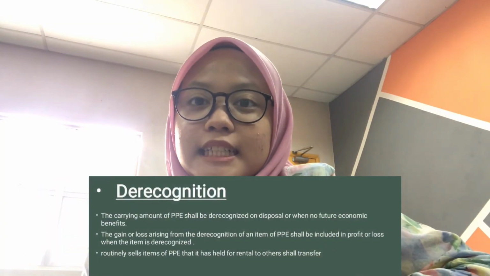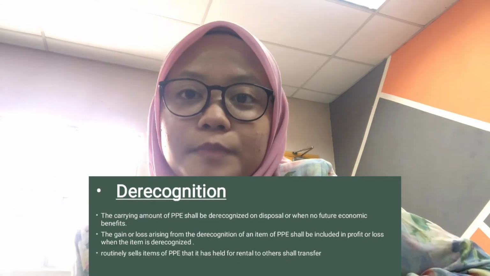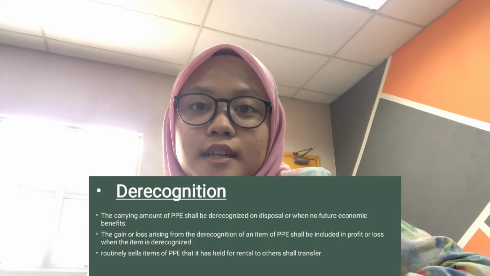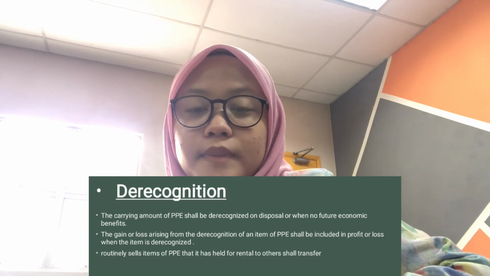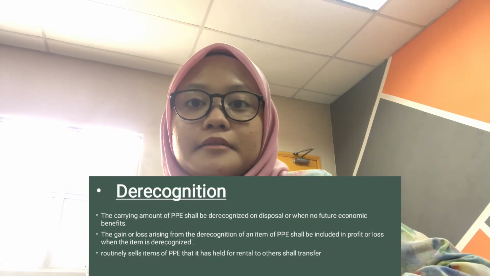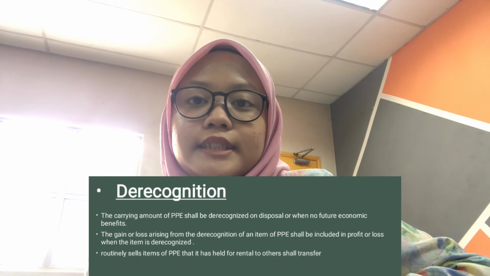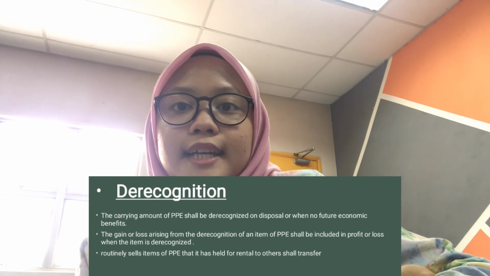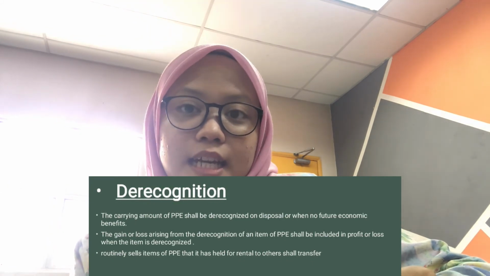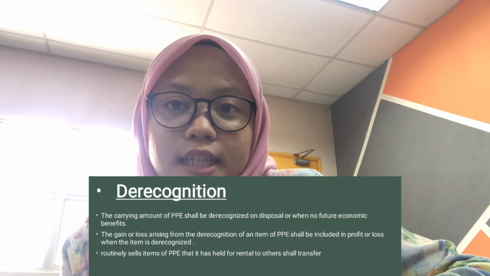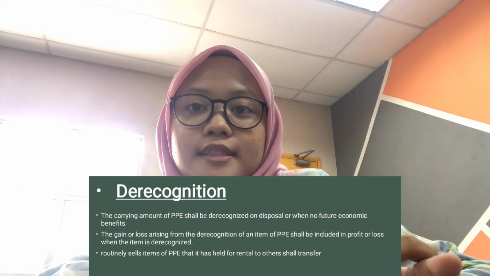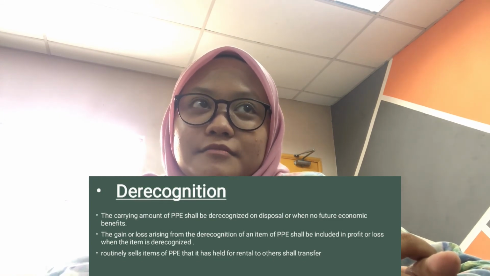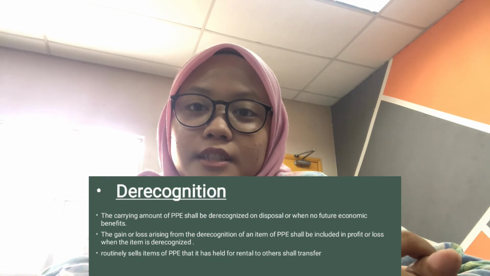For the derecognition, the carrying amount of an item of PPE shall be derecognized on disposal or when no future economic benefits are expected from its use or disposal. Second, the gain or loss arising from the derecognition of an item of PPE shall be included in profit or loss when the item is derecognized. However, an entity that in the course of its ordinary activities routinely sells items of PPE that it has held for rental to others shall transfer such assets to inventories at their carrying amount.